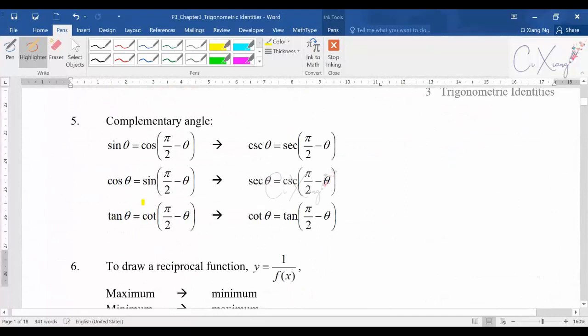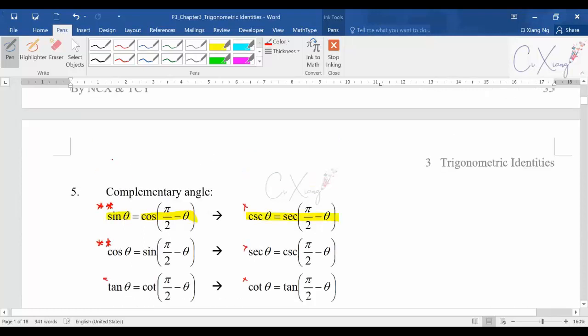Then for complementary angle, it is also the same. Sine theta equals cos of 90 minus theta, and cosecant theta equals secant of 90 minus theta. I can tell you that for our syllabus, these two are very important. We will use them quite often, but all the other things are not so important, they are for extra knowledge only. Usually in exam style questions, you might need these to solve the question, so I think you need to remember them.